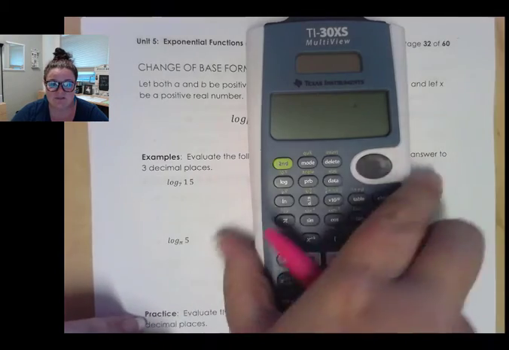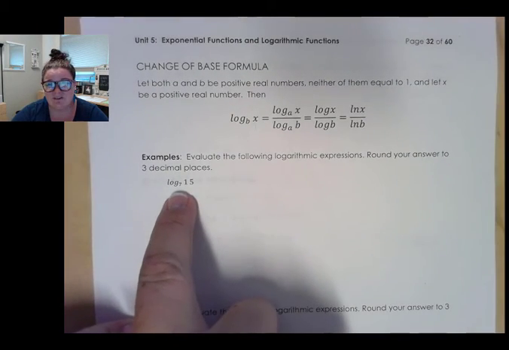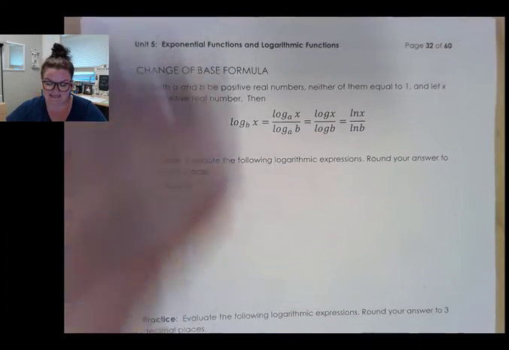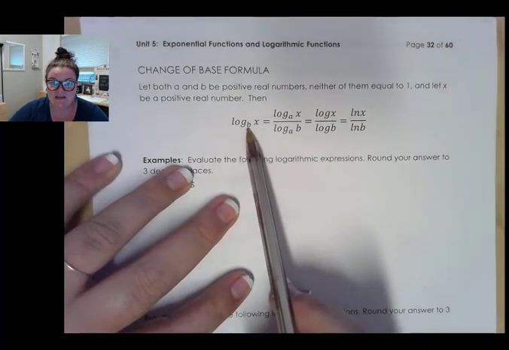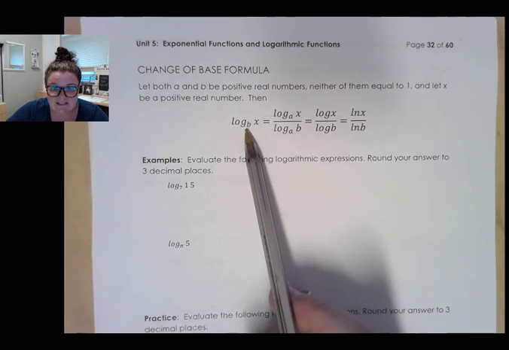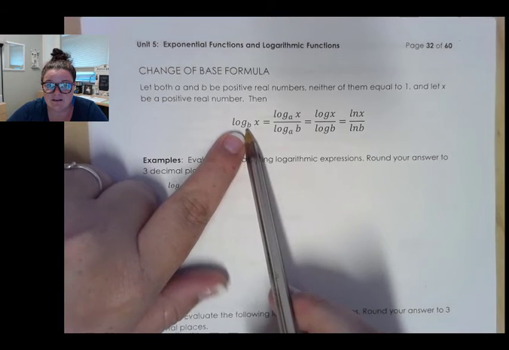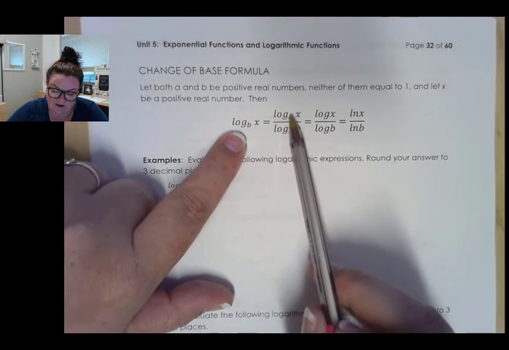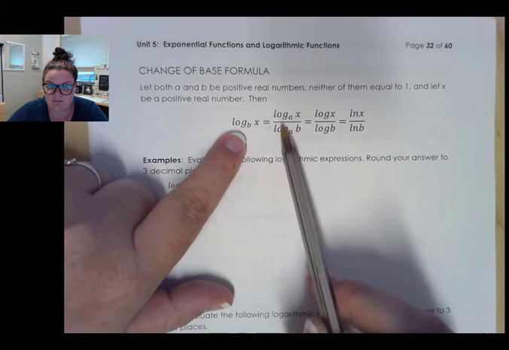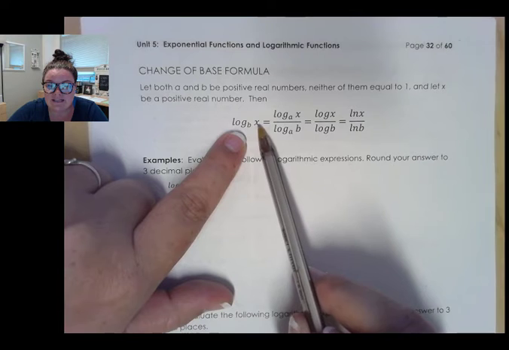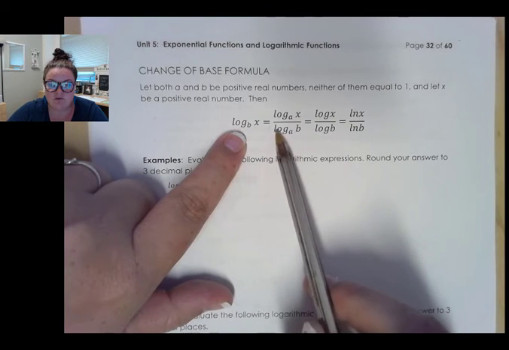So if we need to solve something that looks like this, log base 7 of 15, I can't punch that into my calculator and get an answer without using this change of base formula. Now, what this says is that I can take any base b and change it to a new base using this formula. So let's say I want to change it to base a. Whatever base I want to change it to is what I'm going to use on top and bottom. So I would do log base a of my original inside value over log base a of my original base.